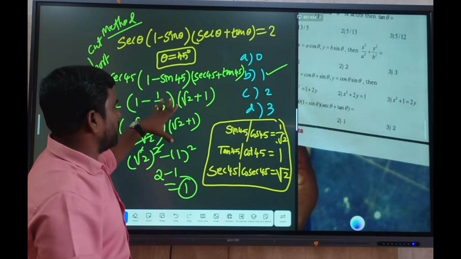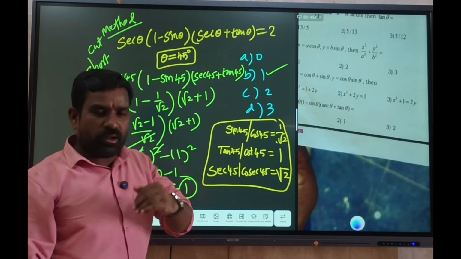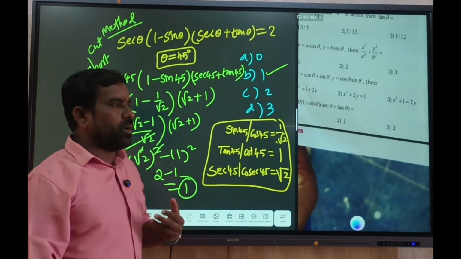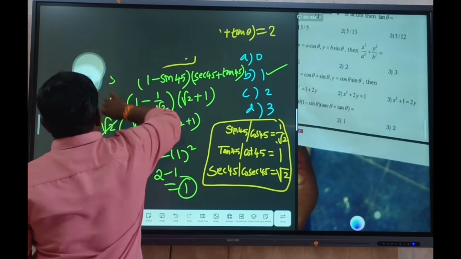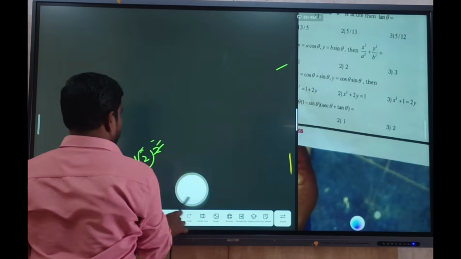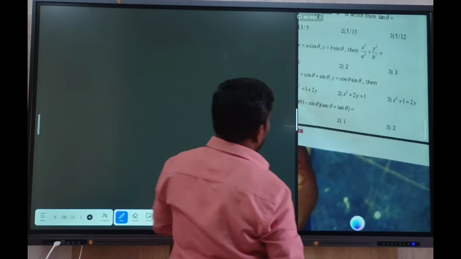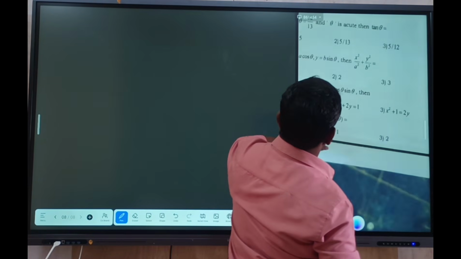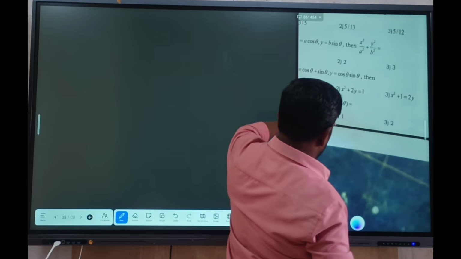This is a short method, but learn the most important thing here: the trigonometry box. This is the easy method. So this answer is finished, and the trigonometry box values are done.